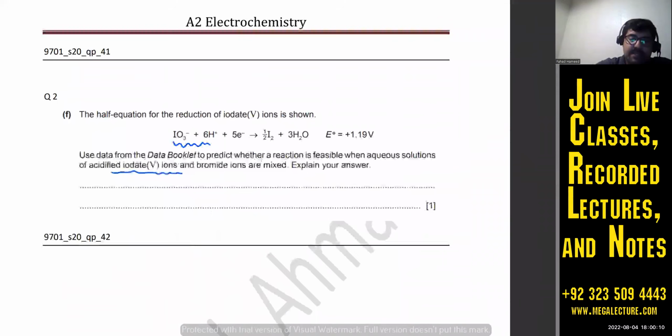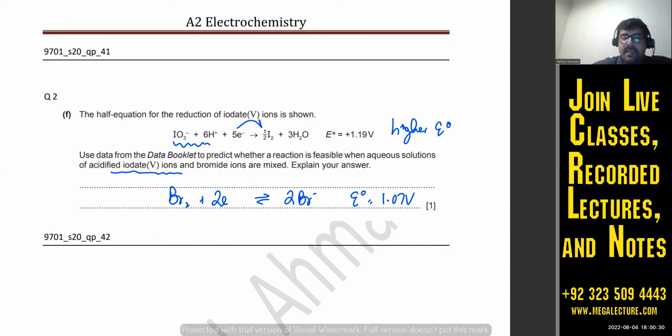So that equation is Br2 plus 2 electrons in equilibrium with 2 Br minus. And the E naught for this is 1.07 volts. Now that is your higher E naught, right? So the high E naught is going to gain electrons. He had already made that arrow moving forward, because I guess he knew that was the higher E naught. This one is the lower E naught. It loses electrons, so it's going to go in the backward direction, right? And that's your reaction.